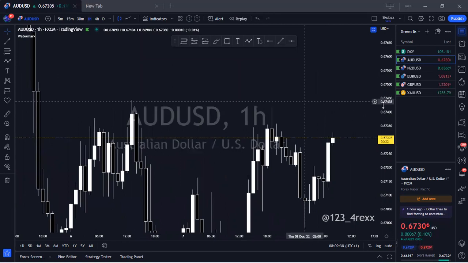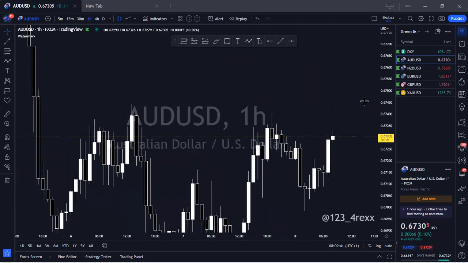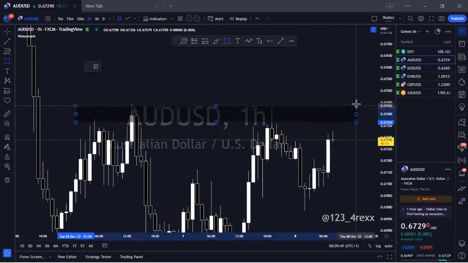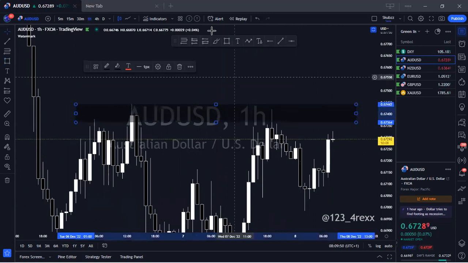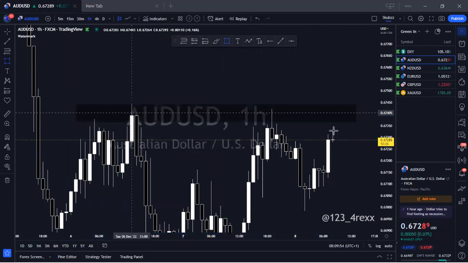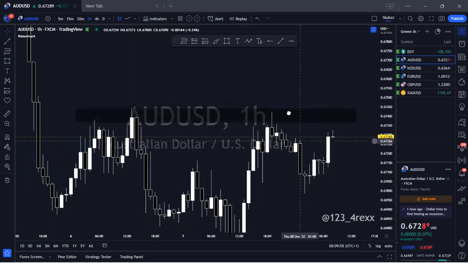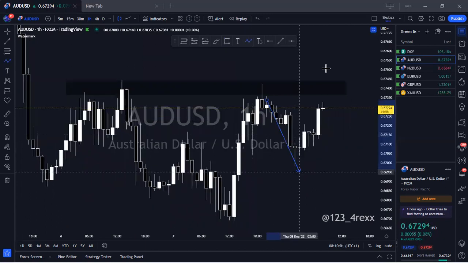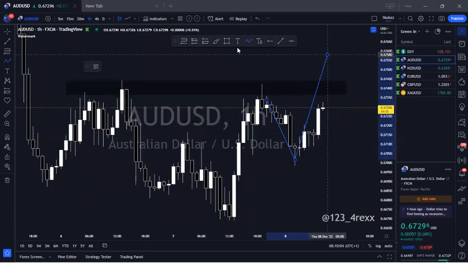So now price is headed to the high of that range. Let's see if price will be able to actually break above it or price will come to break below.